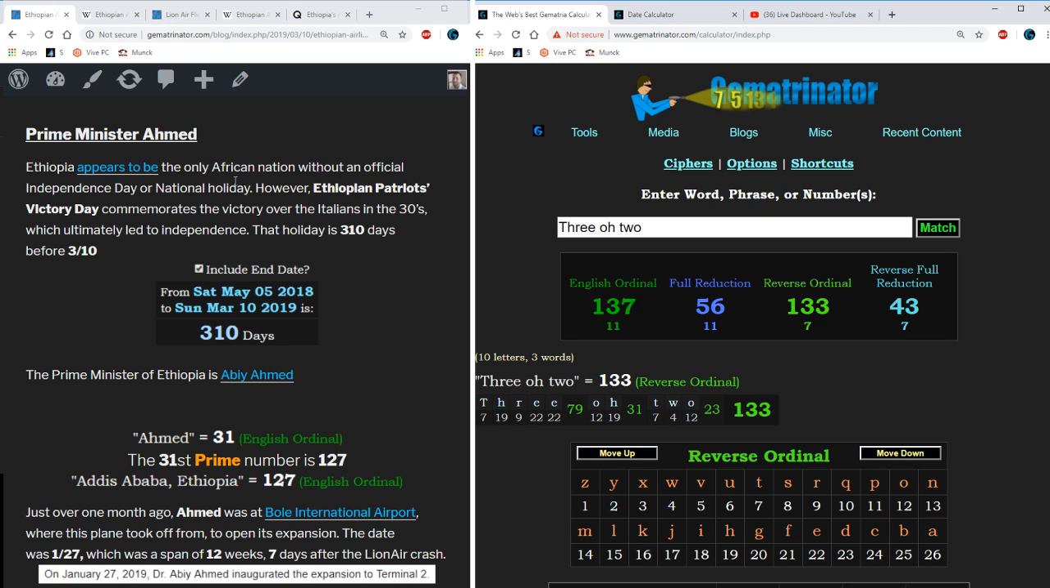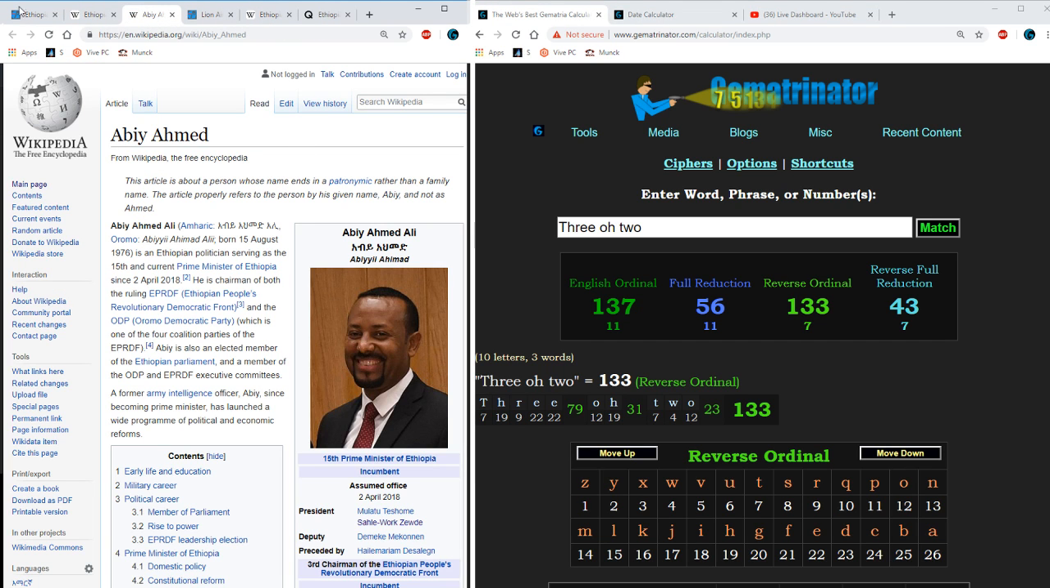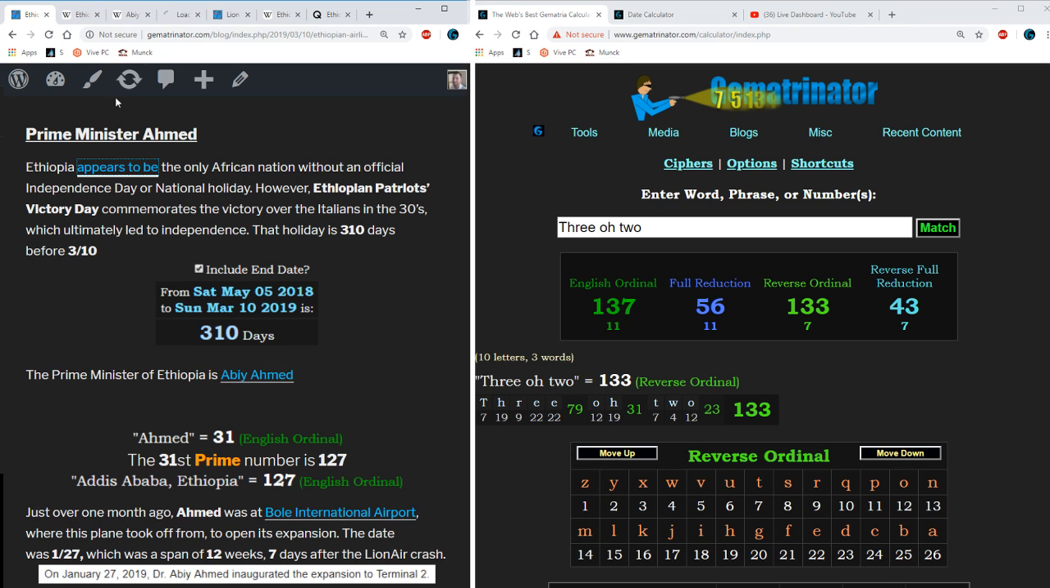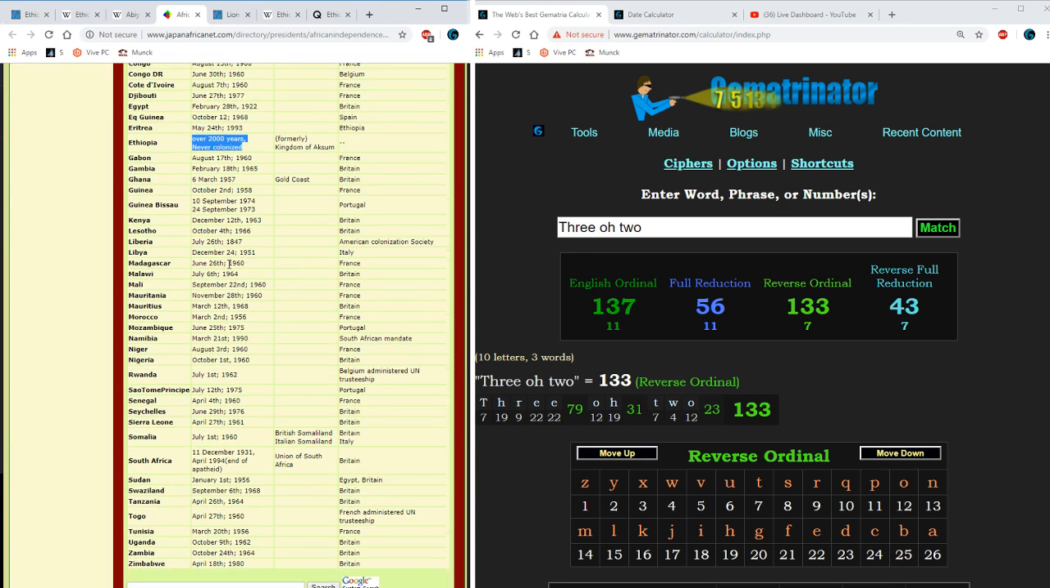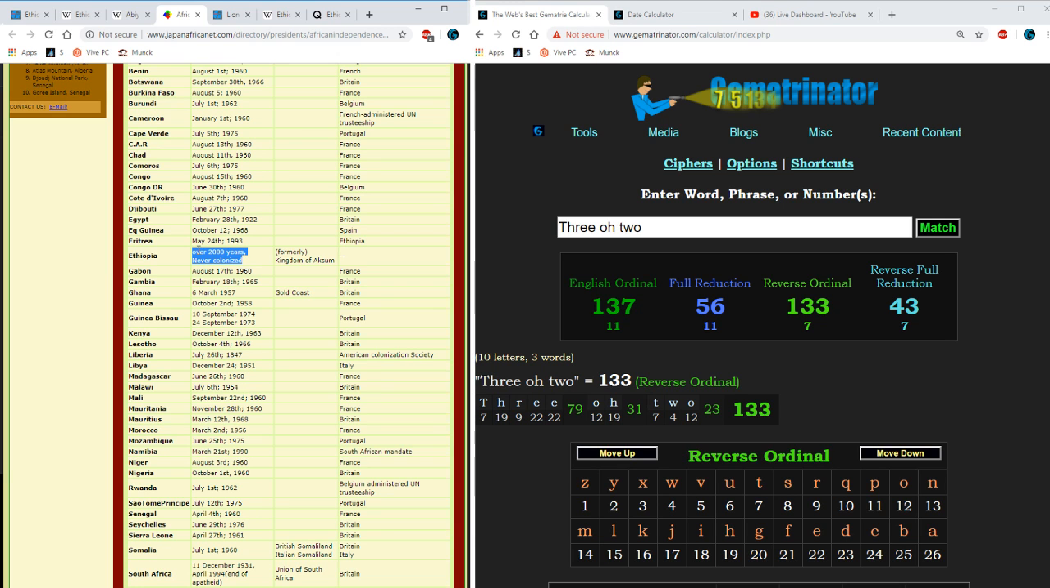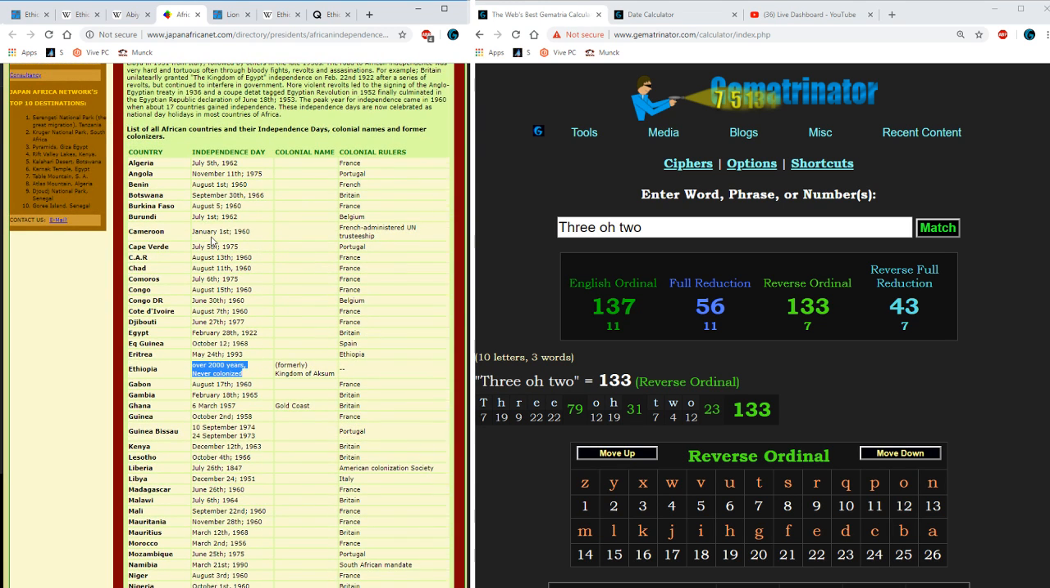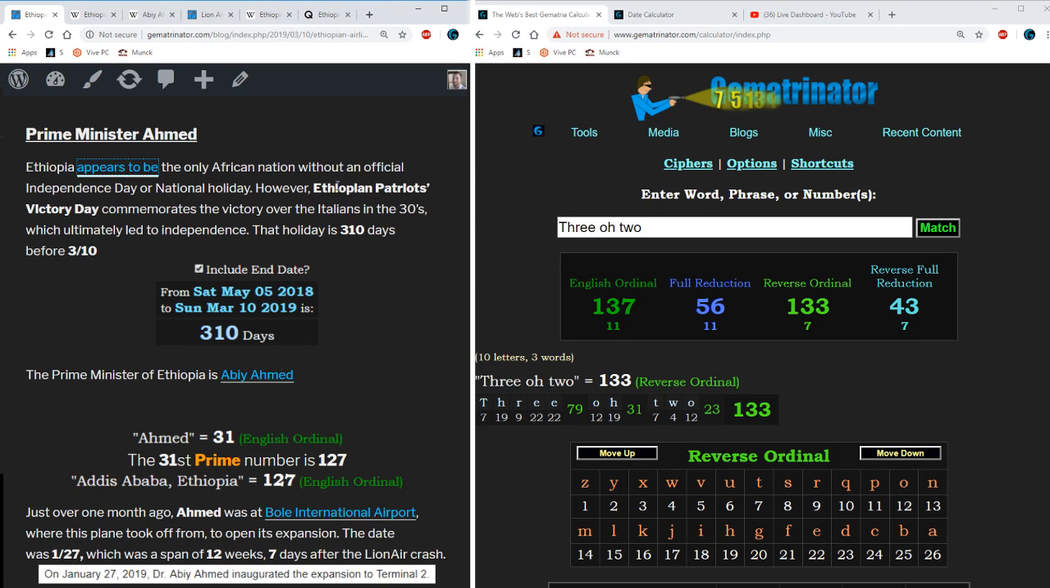All right, so what we're also going to be talking about is the Prime Minister of Ethiopia and how his numbers line up to this plane crash. Normally, like I said, we measure to the date of the nation's Independence Day. However, when you look at Africa and all the nations here, you realize that Ethiopia is the only one without an official Independence Day. There is a significant holiday, though, called Ethiopian Patriots Victory Day, which commemorates the victory over the Italians in the 30s, which ultimately did lead to their independence. That holiday is celebrated on May 5th every year. Well, today's plane crash on 3/10 falls a span of 310 days after that holiday.